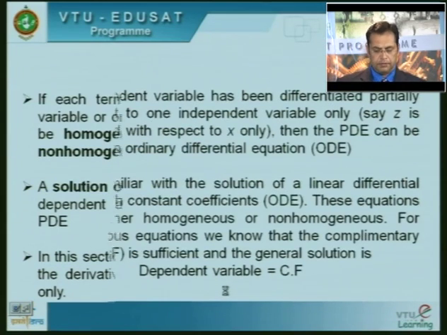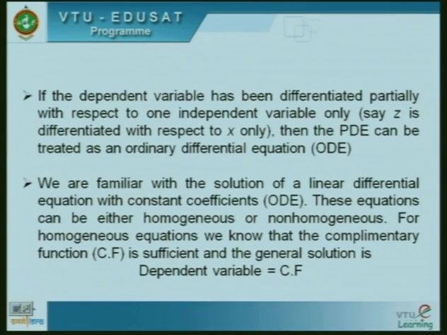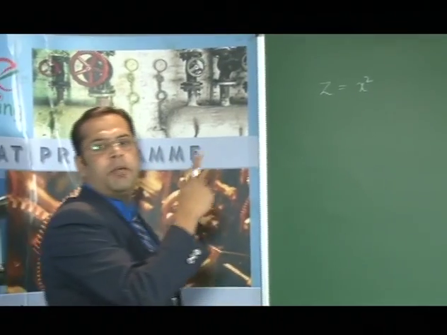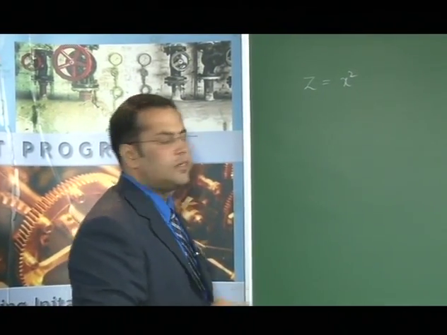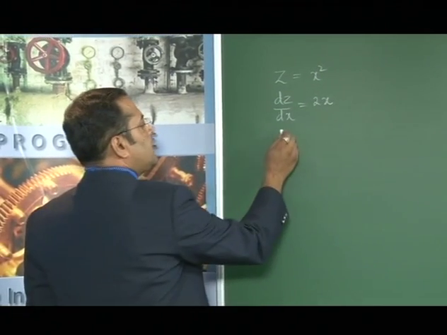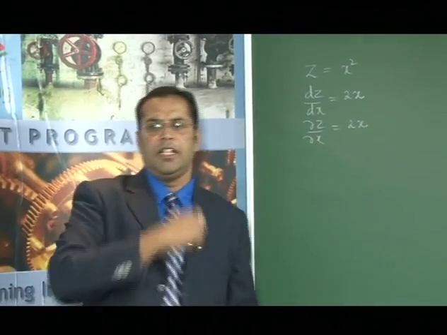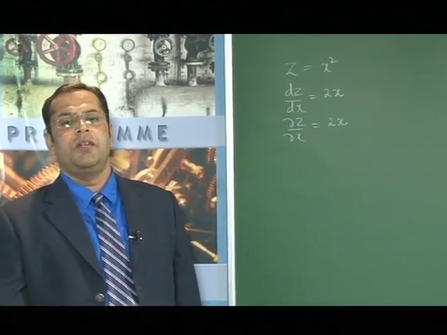Now, if you assume that the dependent variable has been differentiated partially with respect to one independent variable only, say z is differentiated with respect to x only, the PDE can be treated as an ordinary differential equation itself. For example, I have say z equal to x square, right. So, this is z dependent on the variable x. Suppose I differentiate dz by dx, I get 2x. It so happens that dou z by dou x is also equal to 2x. So, because these are equivalent, the PDEs with respect to one variable can be treated as an ODE itself.